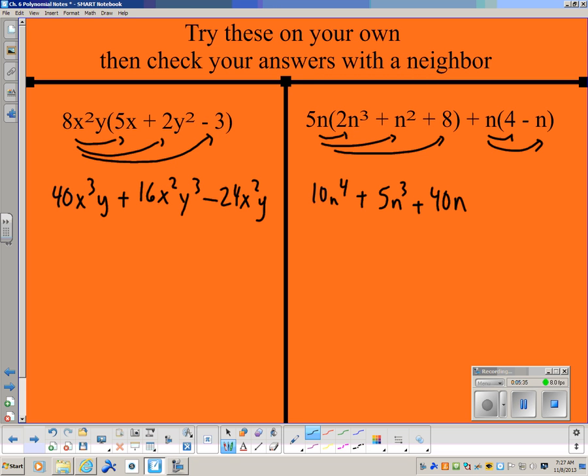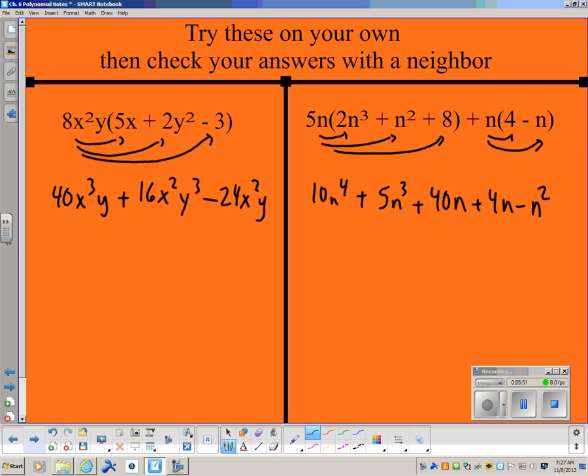N times 4 here, can just write it down, plus 4n. And then n times a minus n is a minus n. N to the first times n to the first here, you add those powers and you get n squared. So now I'm going to combine my like terms and write it in the correct order here.